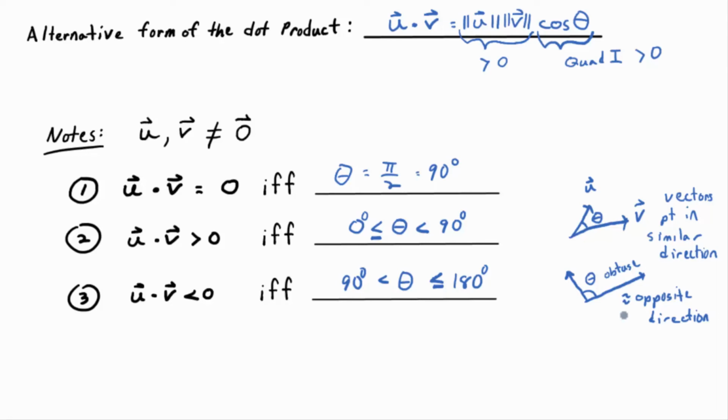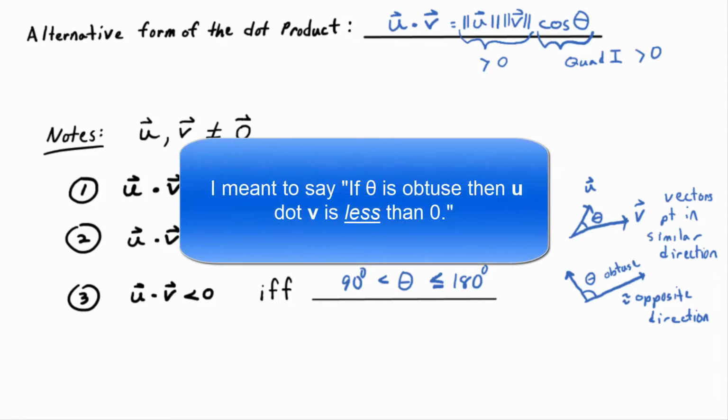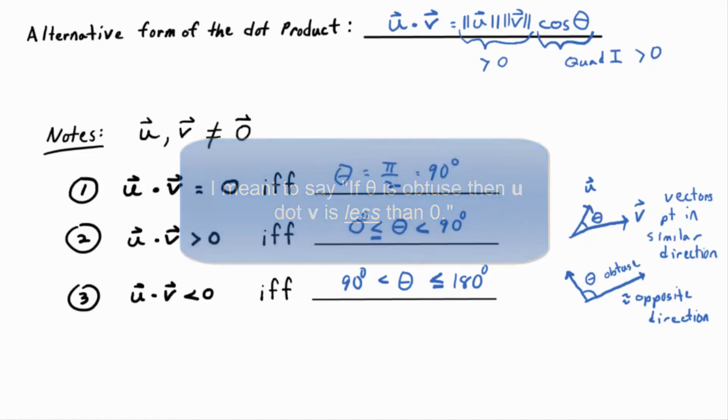And whenever you see the if and only if statement, it means the statement works in both ways. So if you read it from left to right as an if-then statement, you can say if u dot v is less than 0, then theta is obtuse. Or read it the other way. If theta is obtuse, then the dot product between u and v is negative. It works, that if and only if means you can read the statement in both directions. Does that make sense? Yes?